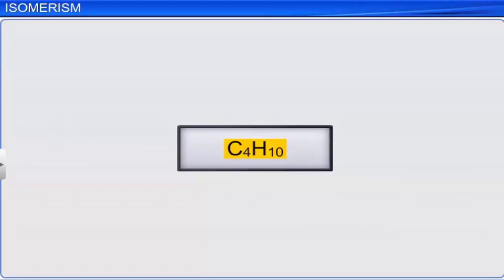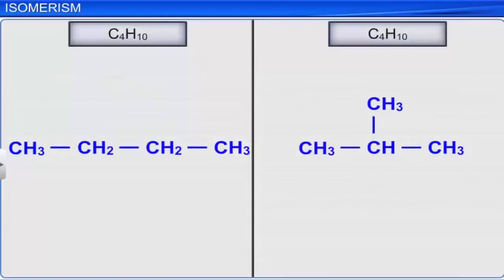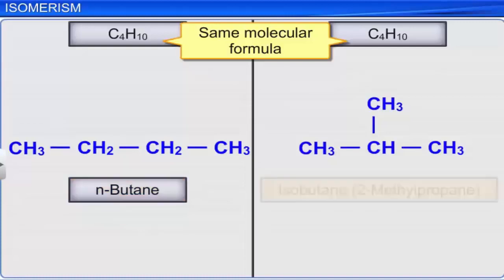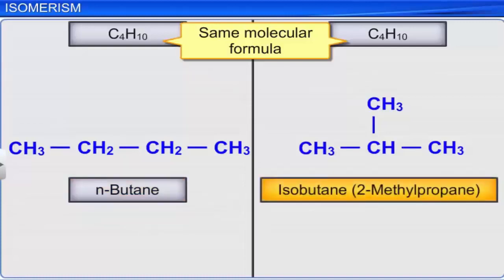If we were to draw the structure of C4H10, we could draw it in the 2 ways shown here. Both the compounds have the same number of atoms, that is, 4 carbon atoms and 10 hydrogen atoms. Thus, their molecular formula is the same. The name of the first compound is n-butane and the second compound is isobutane or 2-methylpropane.